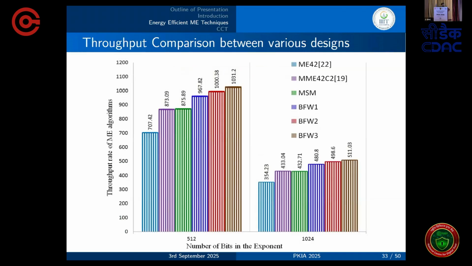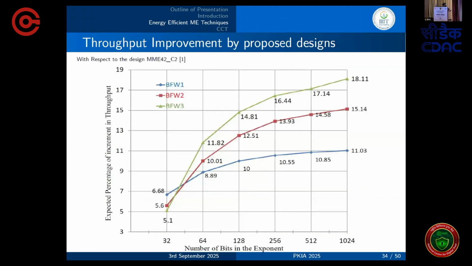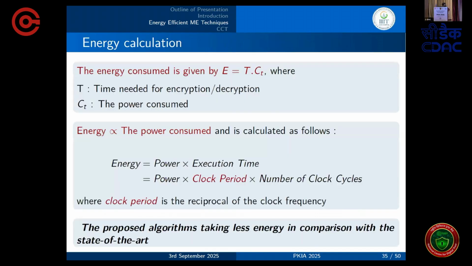This is the comparison graph of throughput between the various algorithms. In the graph, the last two spikes are existing algorithms and the first three spikes are proposed algorithms. Similarly, we have also predicted the number of multiplications required for each exponentiation here.